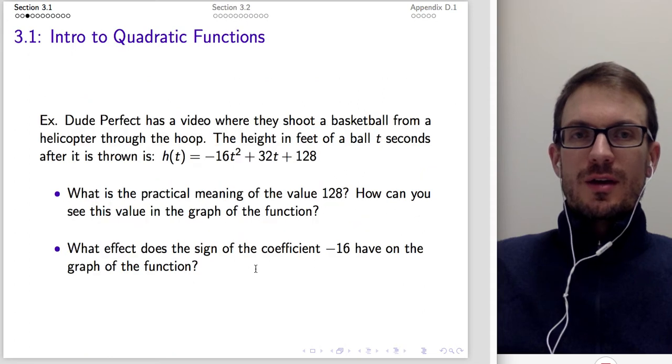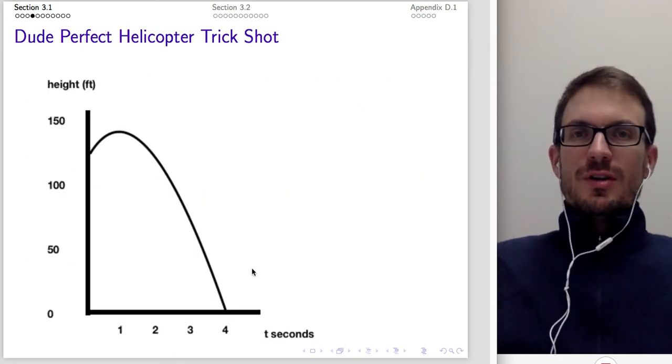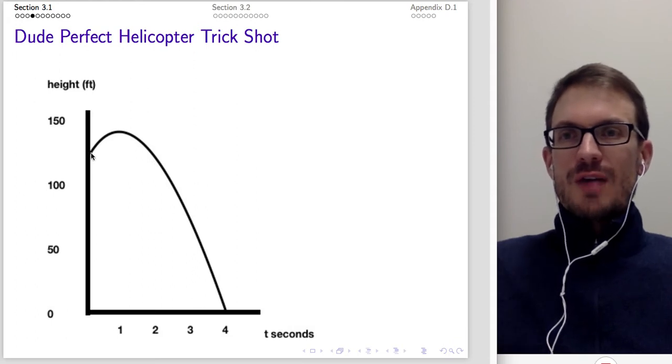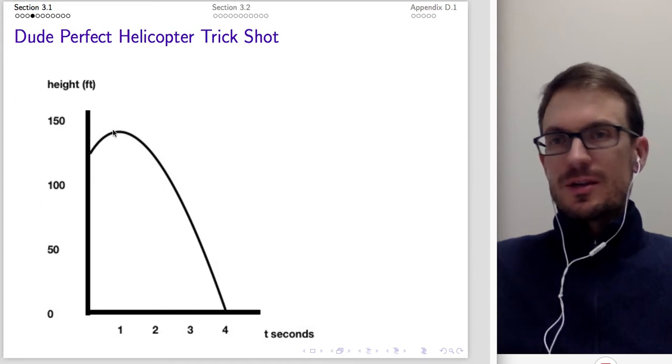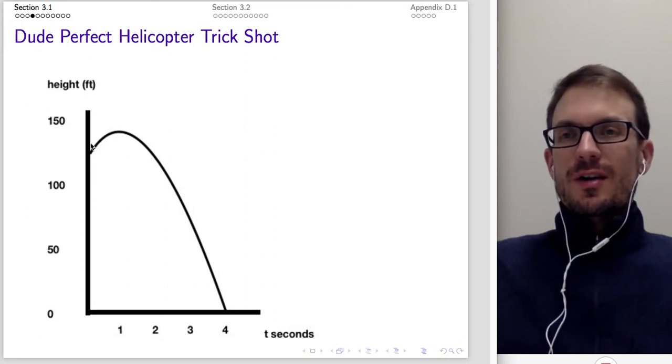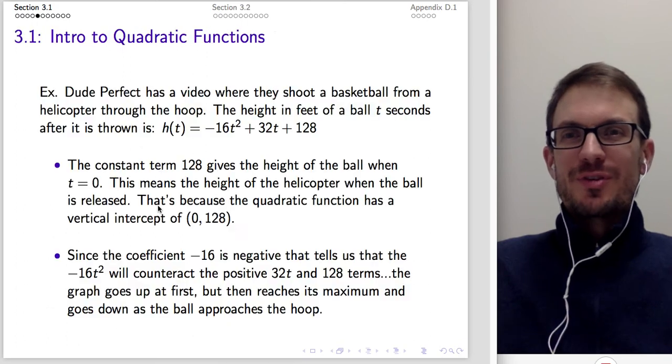Okay, and now let's apply it in this example. Here's the picture. Here's what this looks like. Hopefully this is the picture you have in mind. I mean this to be about 128, right? And so what happens? Well, it initially rises, then it falls, it reaches a peak, looks like around 1 second. What's the interpretation of this 128? Well, that's the height of the helicopter, isn't it?